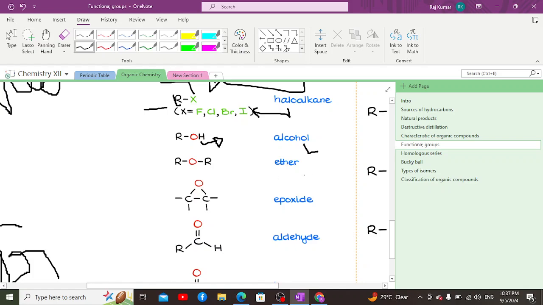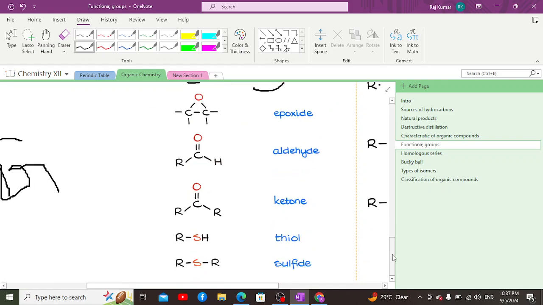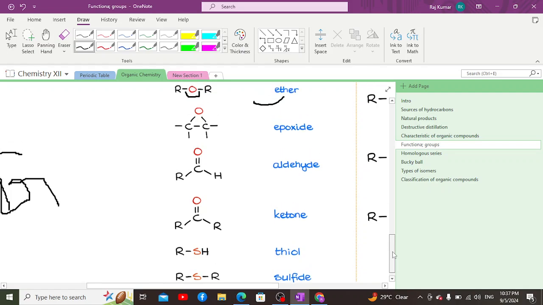When there is an oxygen in the middle, which has two alkyl radicals attached to it on either side, then it forms the ether group. So this is known as the ether group, and the linkage is also known as the ether link. Epoxide is a group in which there is oxygen, and on both sides of the oxygen we have carbon; the rest of the valencies of carbon are occupied by the radicals.